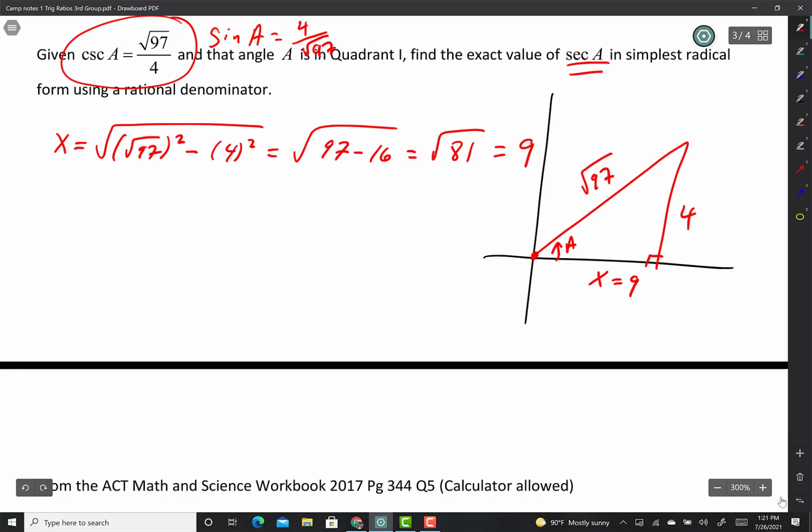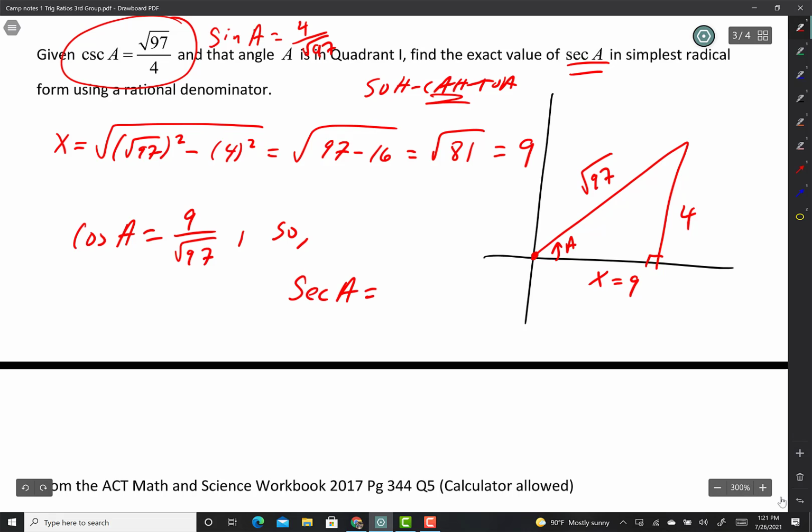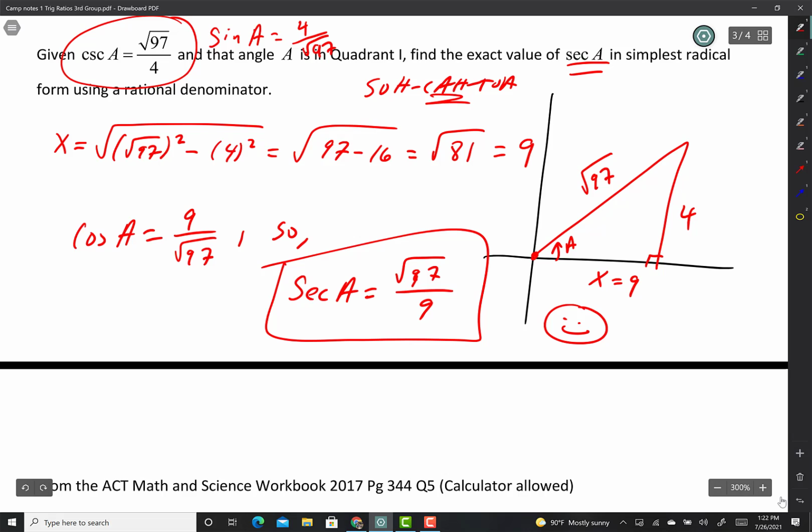Now that we know that this is 9, here we go, guys. I want secant, so I'm going to write SOHCAHTOA. Secant is the reciprocal of cosine, so I'm going to write cosine first. Cosine of A is adjacent over hypotenuse. So secant A has to be square root of 97 over 9. How do we feel, guys? Feel pretty good about that? Okay. We're done. We're pretty much done.